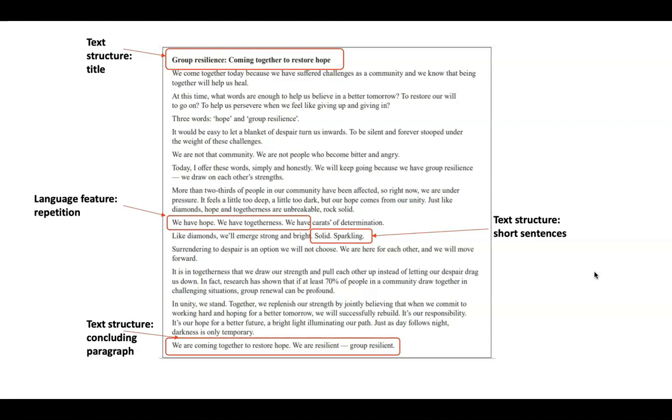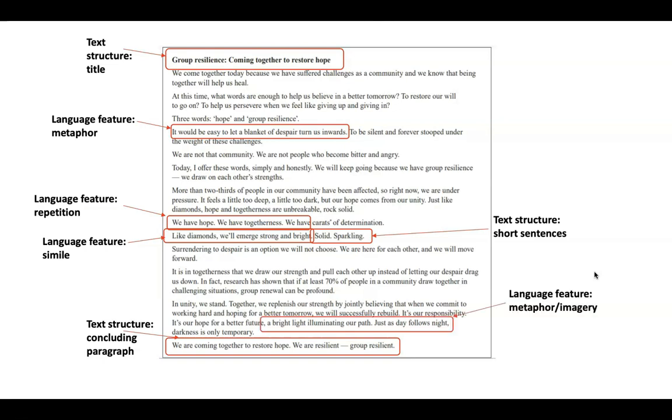Some language features that jumped out at me. I've got repetition here. We have hope, we have togetherness, we have. I've also got a simile. You might have noticed that one. Like diamonds will emerge strong and bright. Up here, I've got a metaphor. It would be easy to let a blanket of despair turn us inwards. Another metaphor, or you could call this some imagery too, down the bottom here, just on this bottom bit here, a bright light illuminating our path just as day follows night.